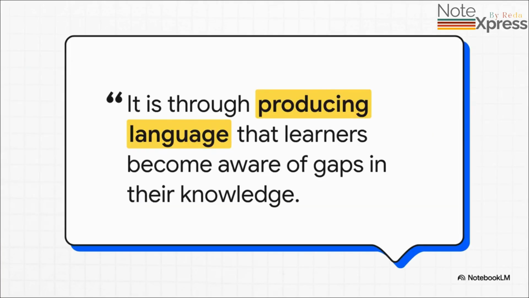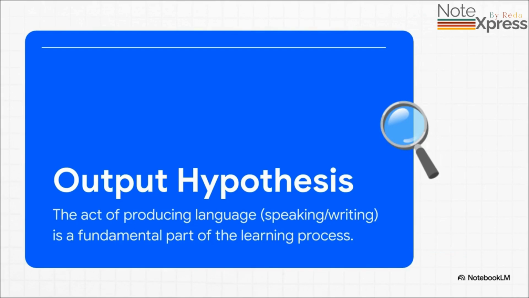The whole idea behind this comes from another incredible researcher, Merrill Swain. Her work gave us this amazing insight. It's in the act of trying to produce the language that learners really figure out what they know, and maybe more importantly, what they still need to learn. This is what's called the output hypothesis. It basically argues that producing language, speaking or writing, isn't just the end result of learning. It's actually a key part of the learning process itself. It forces our brains to organize, test out, and really solidify new knowledge.